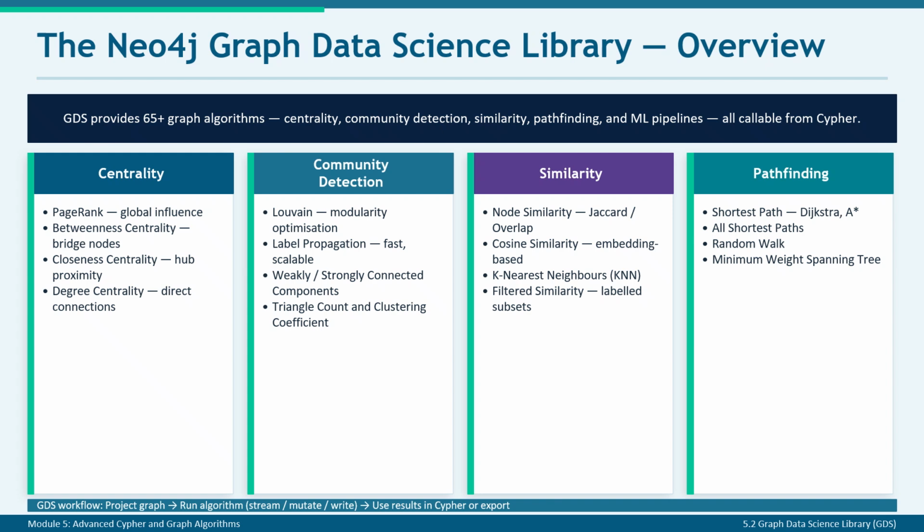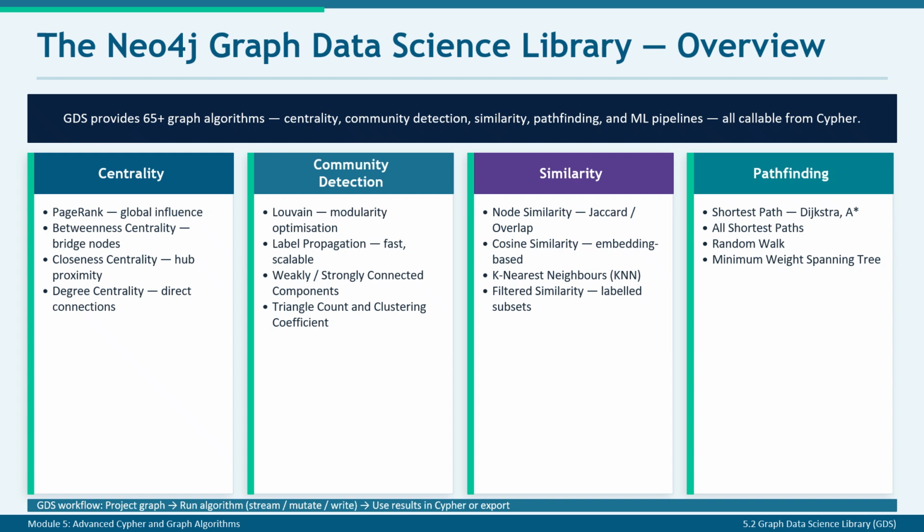Community detection algorithms find clusters of densely connected nodes. Louvain is the most accurate. It optimizes modularity. Label propagation is faster and more scalable. Weakly connected components tells you which parts of the graph are reachable from which other parts.